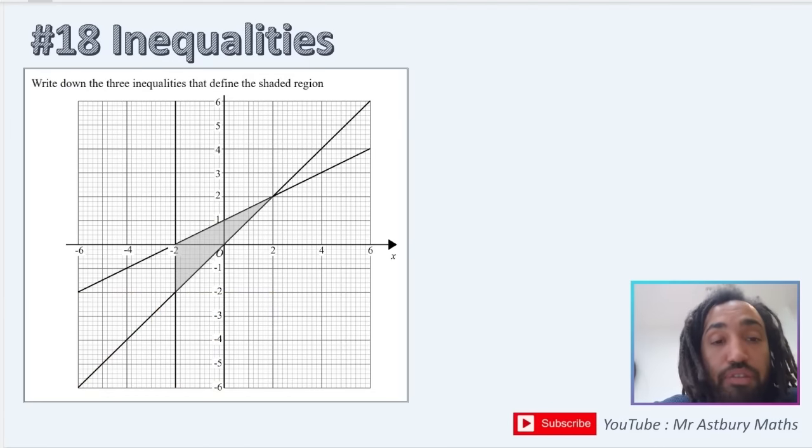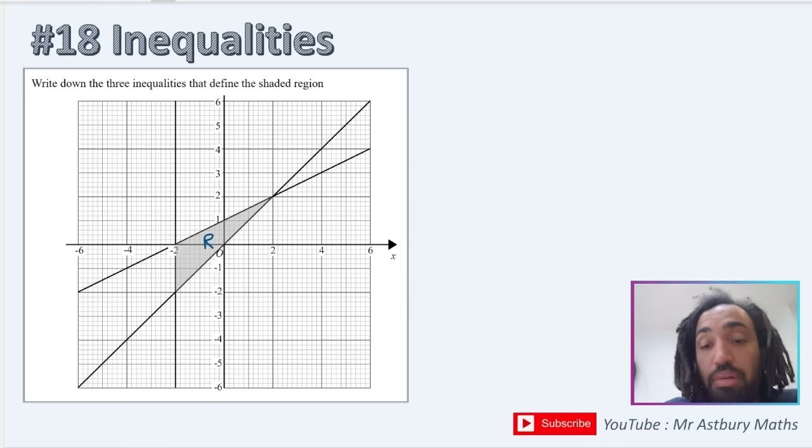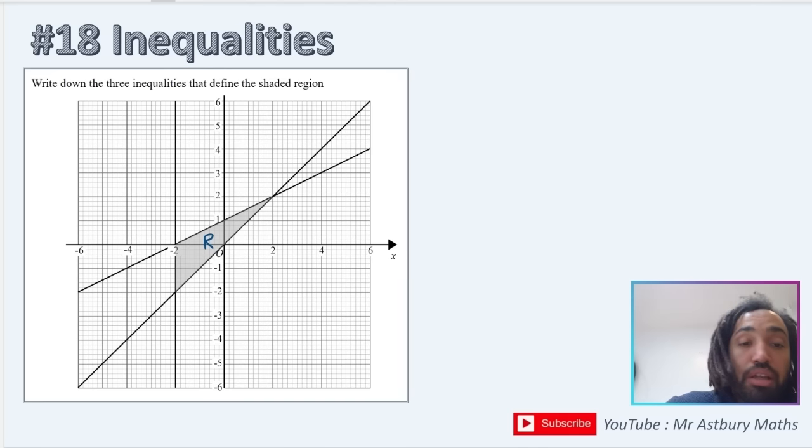Okay, we need to define the region which this shaded region is taking up. So I need to look at each of the lines, and I need to work out an equation of the line. So the vertical line here goes through every point where the x coordinate is minus 2. So that is the line x equals minus 2.